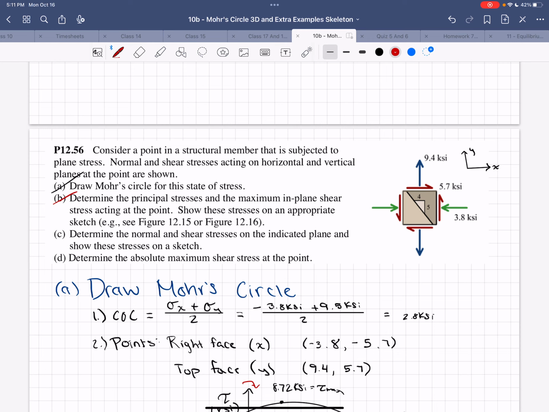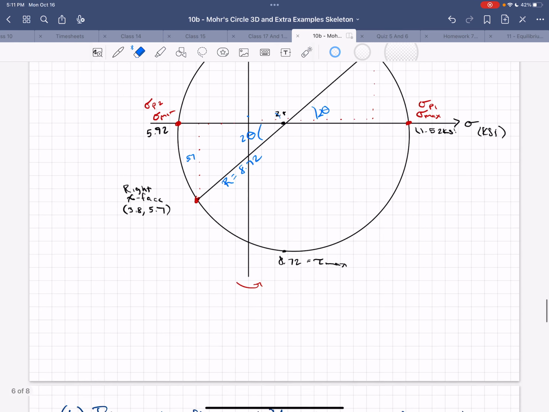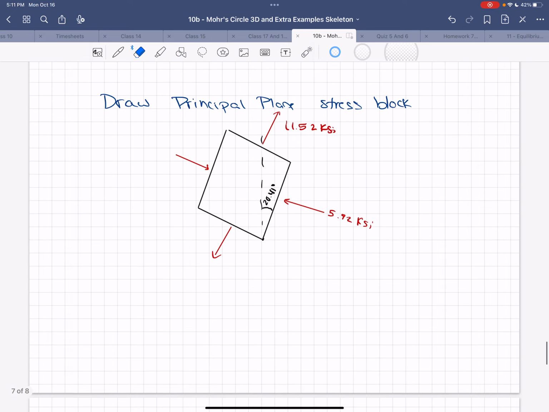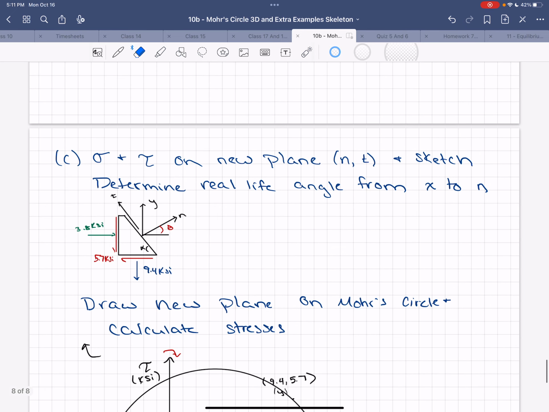So this is kind of like what we were talking about. We have this new axis system. It's going to be something like that. That's what we're looking for. So we got to get to it. It's not going away. All right. So part C: normal stress and shear stress on the new plane.